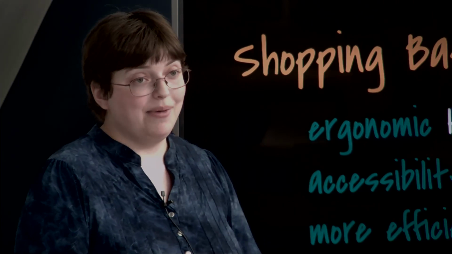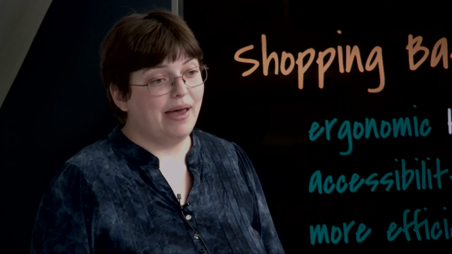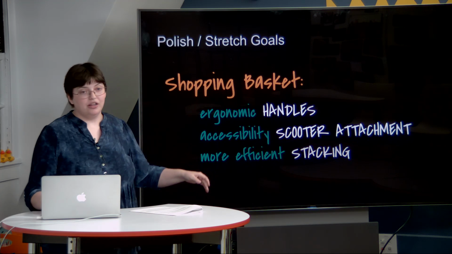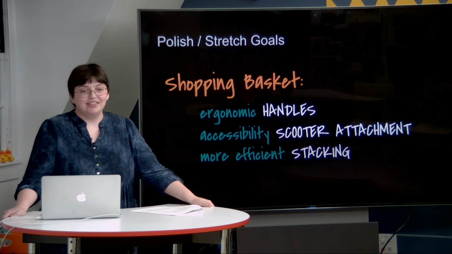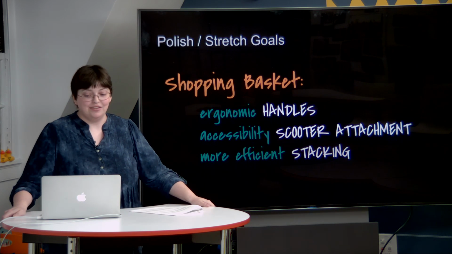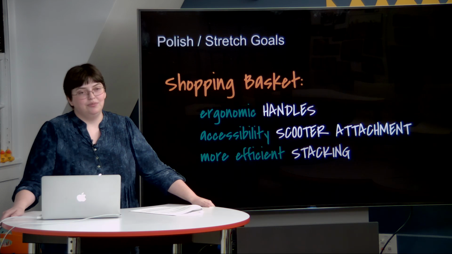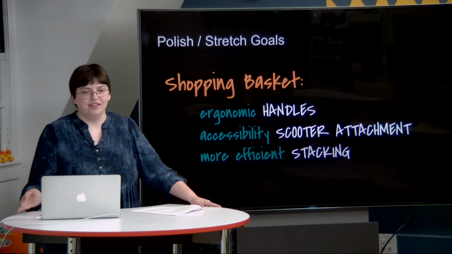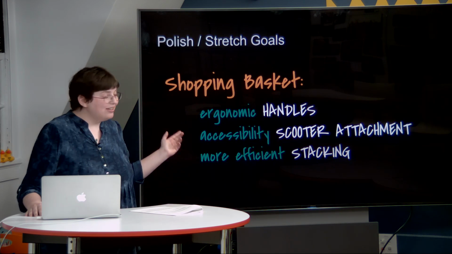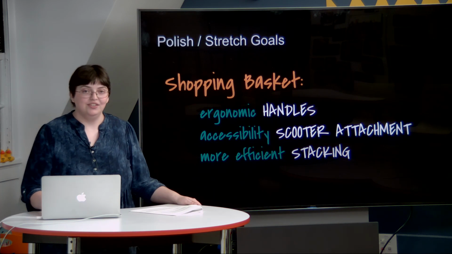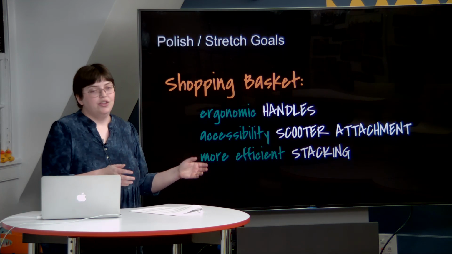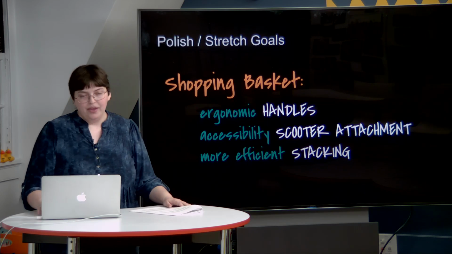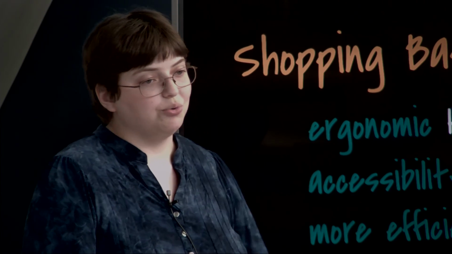I might want ergonomic handles to make carrying the basket easier. I should have put this one higher up on priority because it should be. You want the baskets to be accessible to lots of different kinds of users, so making them able to be attached to scooters or compatible in some other way with assistive devices. You want to be able to stack them and remove them more efficiently so that when your workers are rounding them up, they don't spend as much time and resources fiddling with them. That sort of thing is a polish or stretch goal.